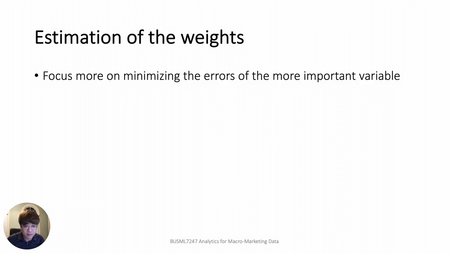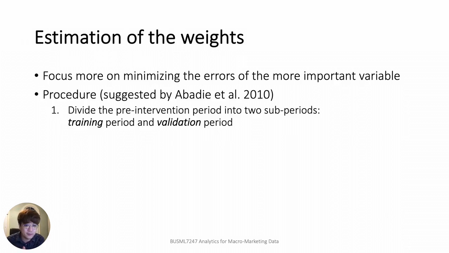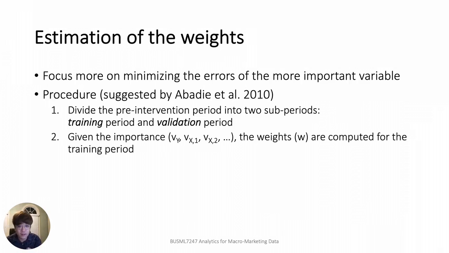The importance factors also can be estimated from the data. Alberto Abadie and his colleagues suggested the following procedure. First, divide the pre-intervention period into two sub-periods, training period and validation period. Second, suppose that we have certain values of the importance factors. Then, we can compute the weights that minimize the errors according to the importance factors for the training period.